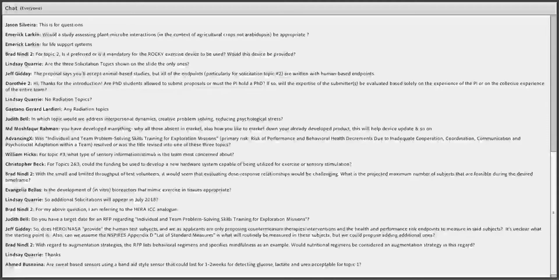Lindsay, you're welcome. And then the next one is, are sweat-based sensors using a Band-Aid style sensor that could last for 1 or 2 weeks for detecting glucose, lactate, and urea acceptable for topic 1? No, we don't anticipate that. We anticipate that you will be able to have access to a 1 cc sample pre- and post-slide, as well as pre- and post-slide standard measures. And we expect you to relate what you find in the CSF fluid with standard measures outcomes.